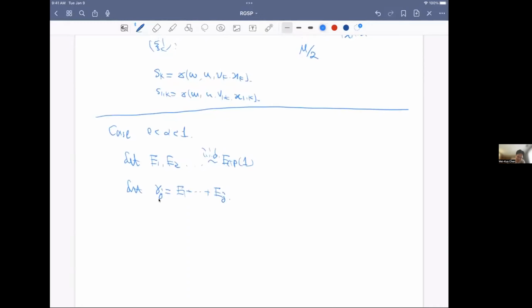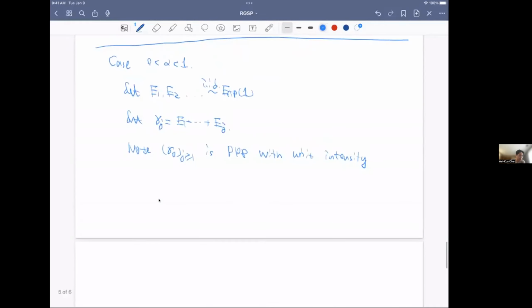So this gamma j, this is a PPP. Or this is maybe the most basic one, right? The PPP of unit intensity.